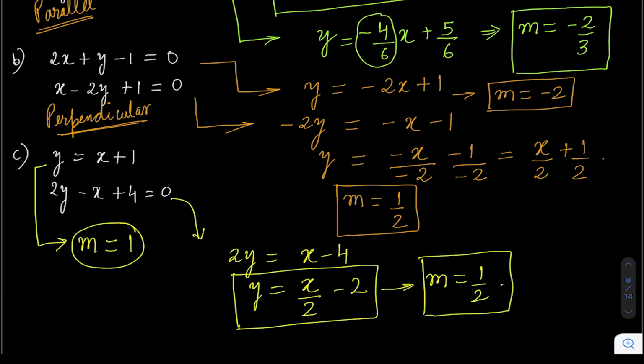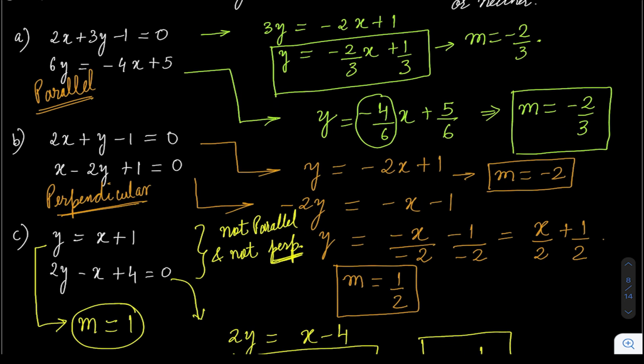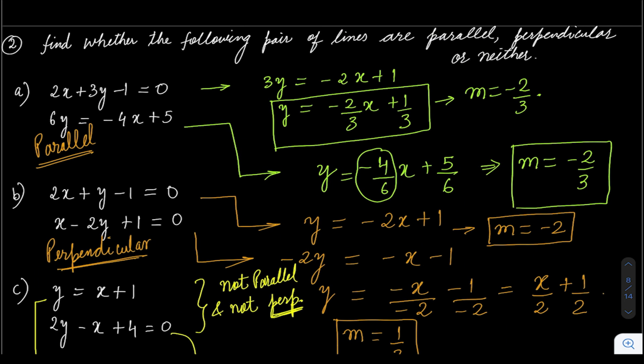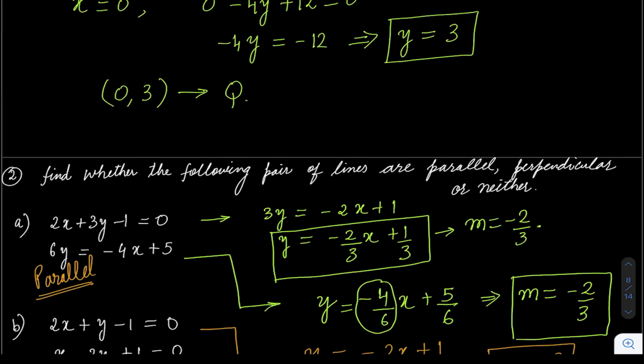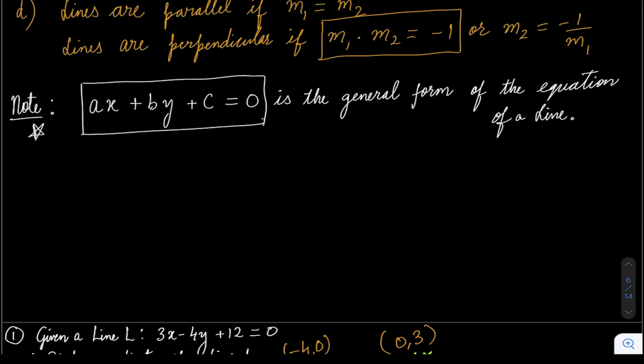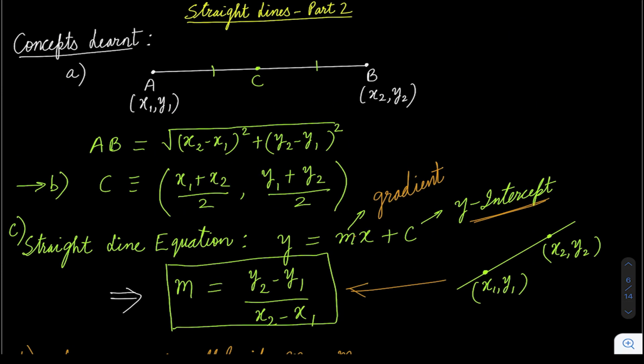Now 1 over 2 and 1, they are not equal, and even the product is not -1, so we can say this is neither. So these lines are not parallel and not perpendicular. This is neither. So this is how we will use these concepts of parallel lines and perpendicular lines to solve these questions. So we will see more in straight lines in the next coming videos.